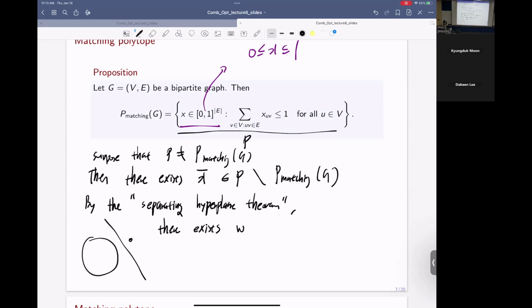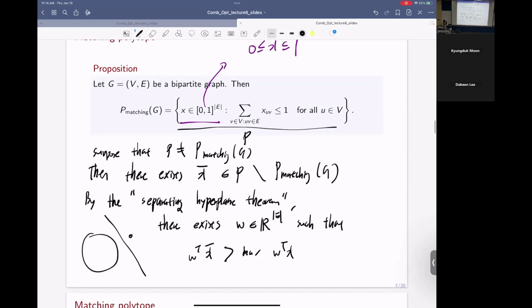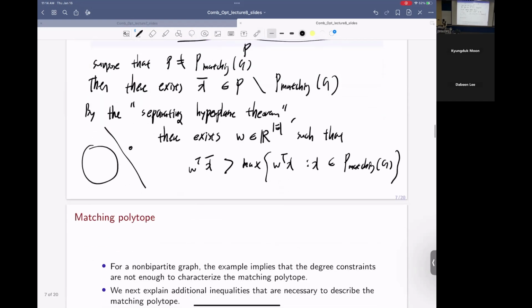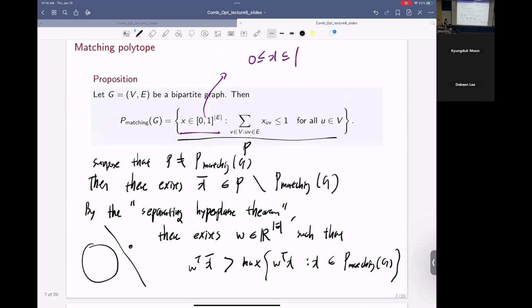There exists w in R^E such that w transpose x bar is strictly greater than w transpose x for all x in the matching polytope. So that means that if you take the maximum value of this thing over the matching polytope, you have this relation.